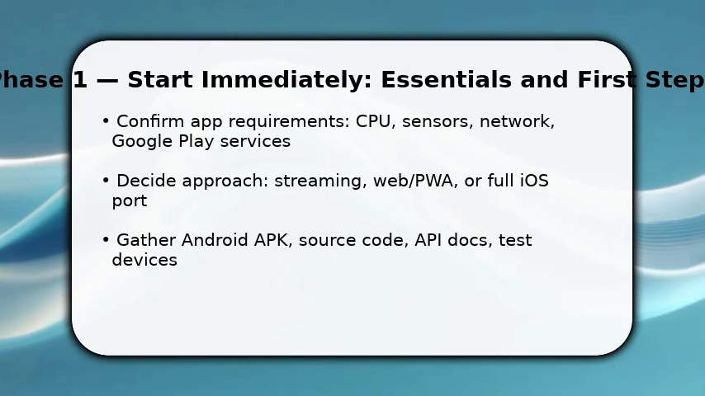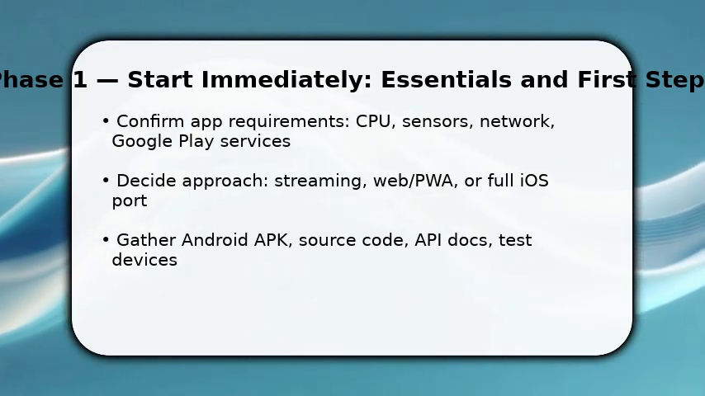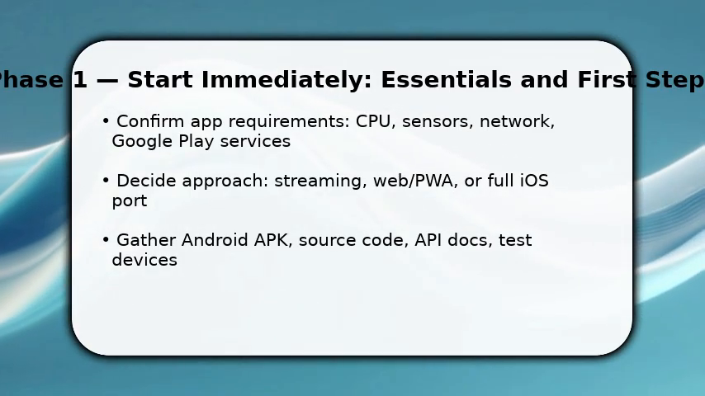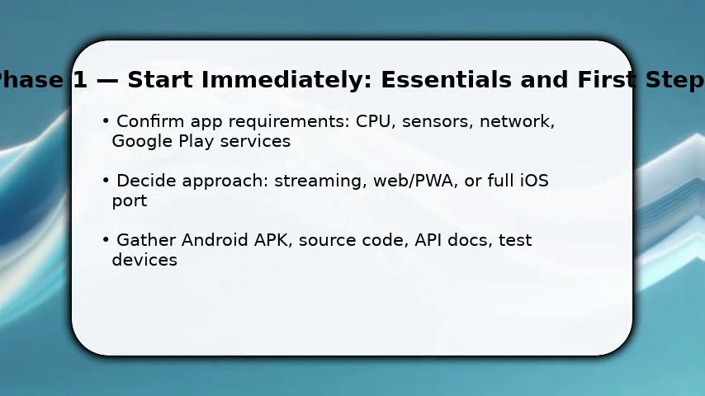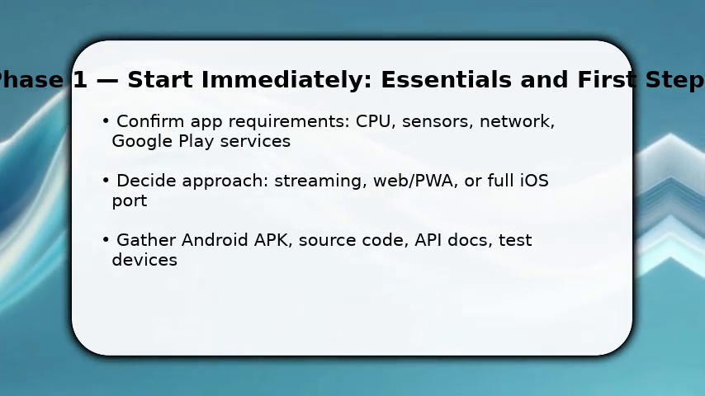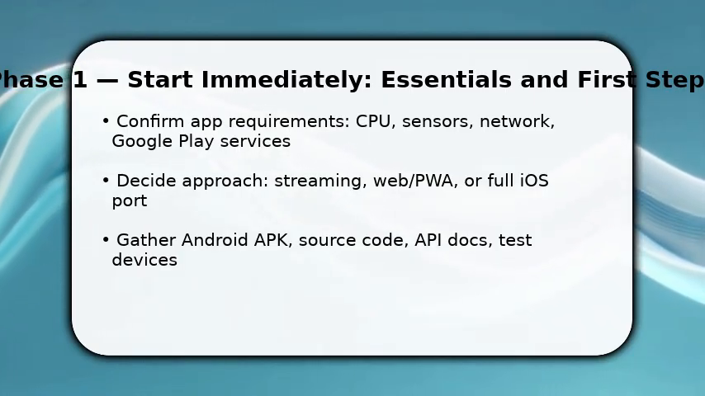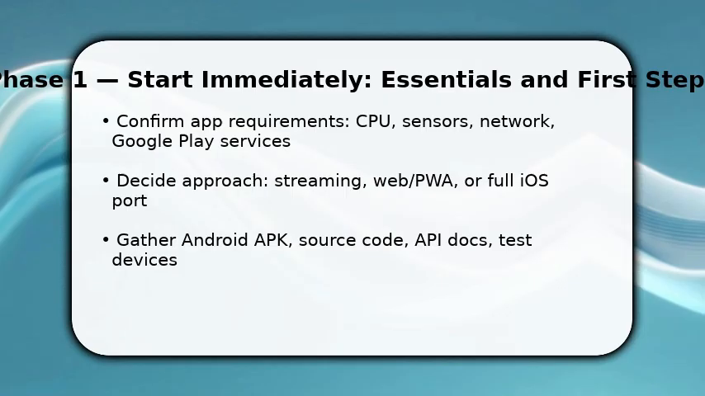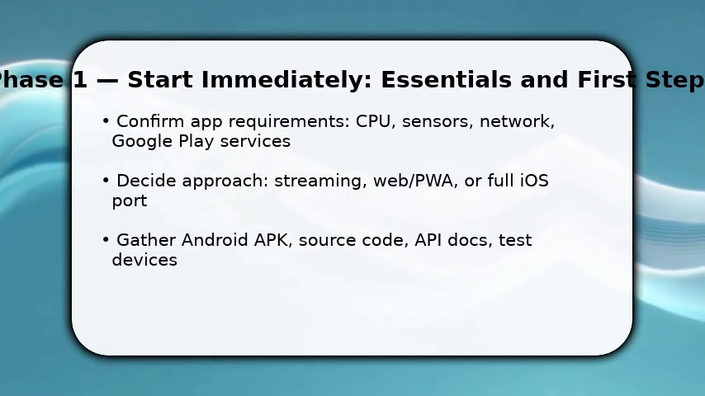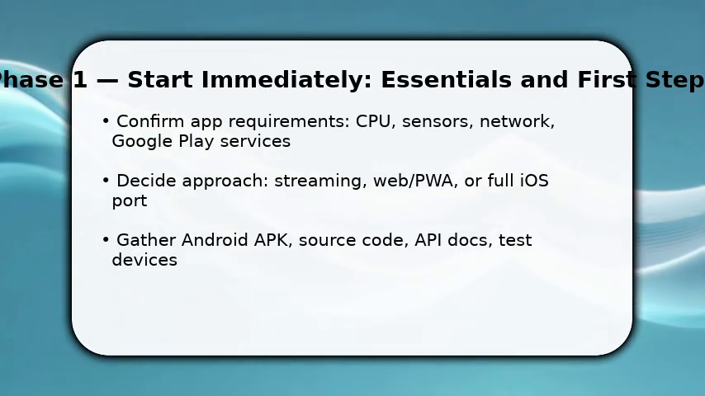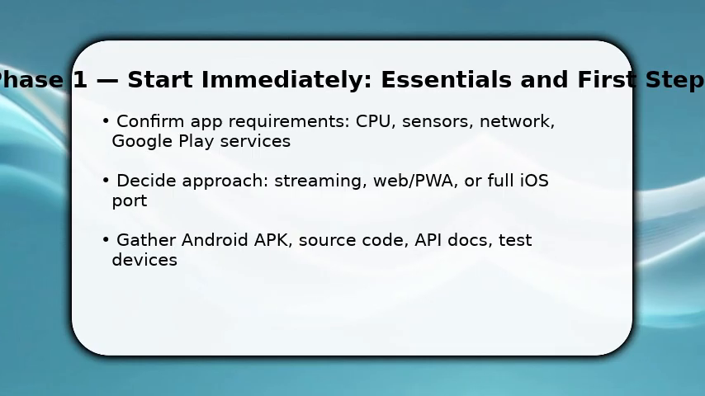Enjoy the video. You start by deciding the viable path: streaming, web, or a native port. Once decided, verify technical prerequisites like Play services, hardware sensors, and backend APIs. Download the APK and collect source or API docs so you can map features to iOS capabilities. Make sure to set up test iPhones, Apple Developer Access, and a staging backend.